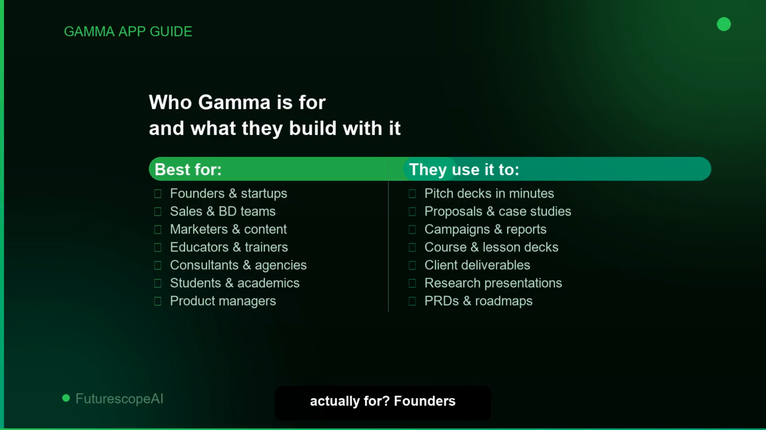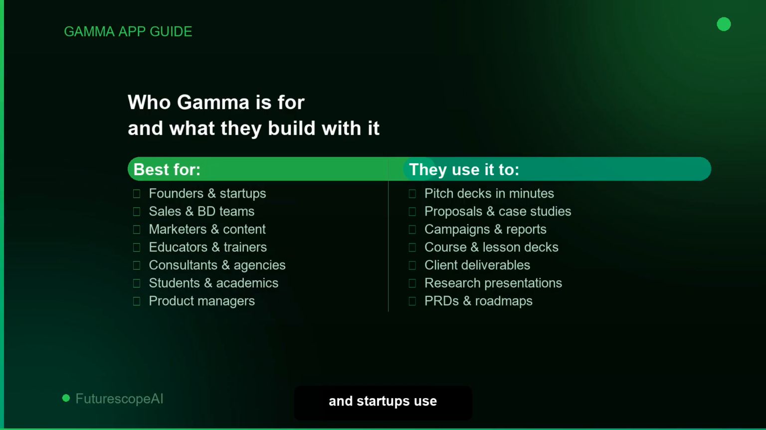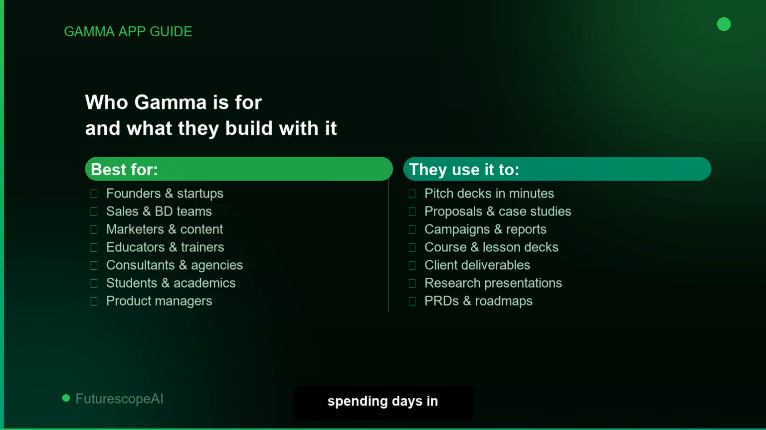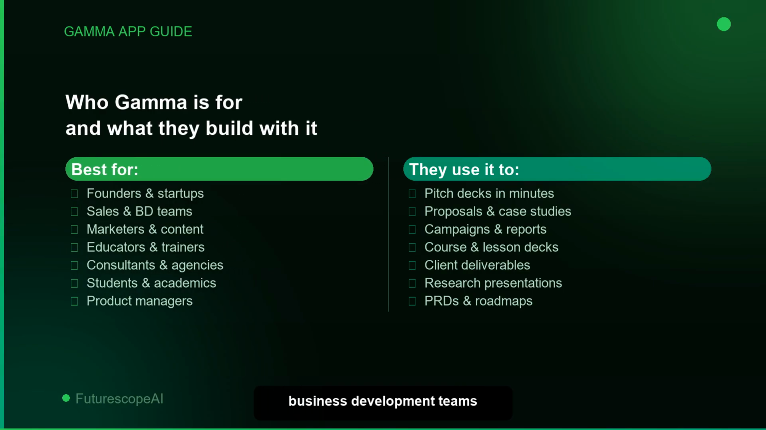Who is Gamma actually for? Founders and startups use it to build pitch decks in minutes instead of spending days in PowerPoint. Sales and business development teams use it for proposals and case studies that they share as web links instead of attachments. Marketers and content teams use it for campaign reports and marketing materials. Educators and trainers build structured course and lesson decks from topic descriptions.